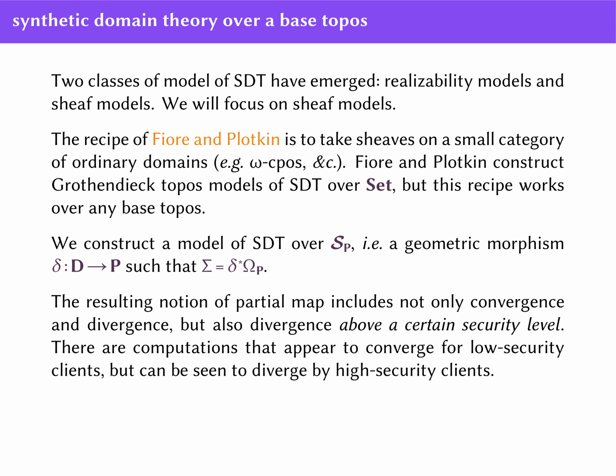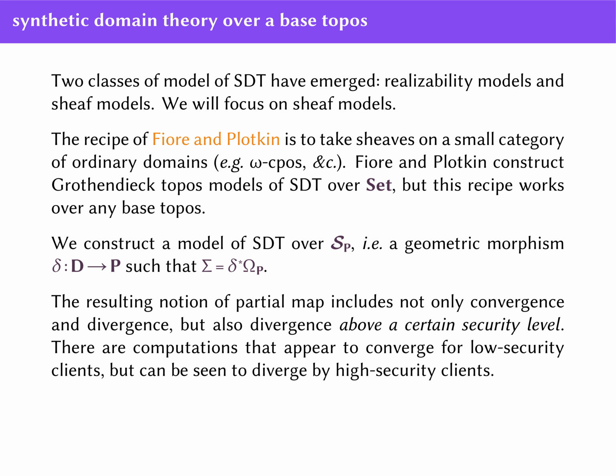Fiore and Plotkin have shown how to take an existing category of predomains, such as the category of omega CPOs, and construct a Grothendieck topos model of synthetic domain theory into which the original category of predomains embeds fully faithfully, such that the dominance on the topos extends the original notion of Scott open subspace.